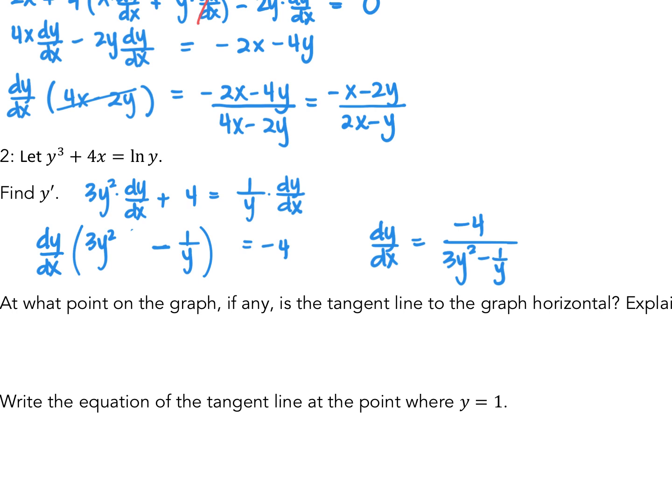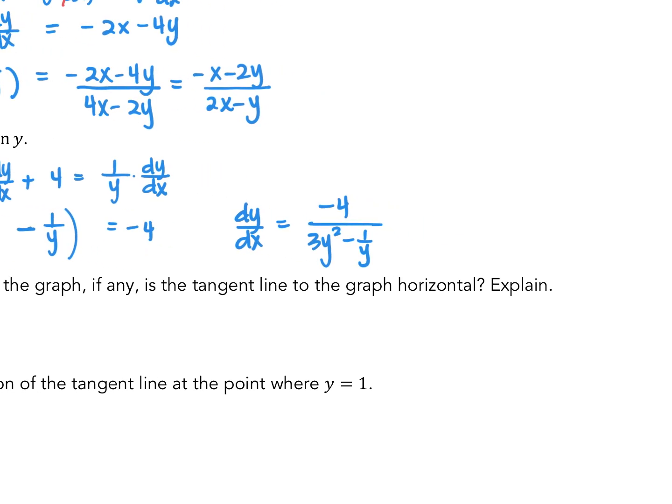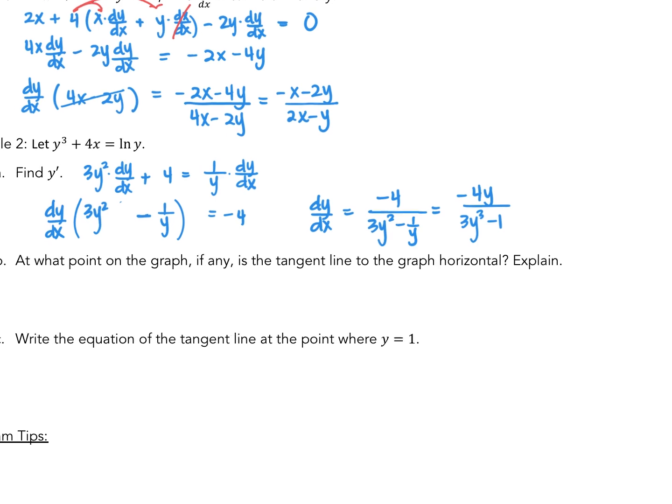Now it's kind of awkward to write it like that, so if we multiply every term by y, then we'll have negative 4y in the numerator. That will give me 3y cubed, but it'll allow me to have minus 1. That's just a cleaner way of writing it, so you don't have a fraction within a fraction.